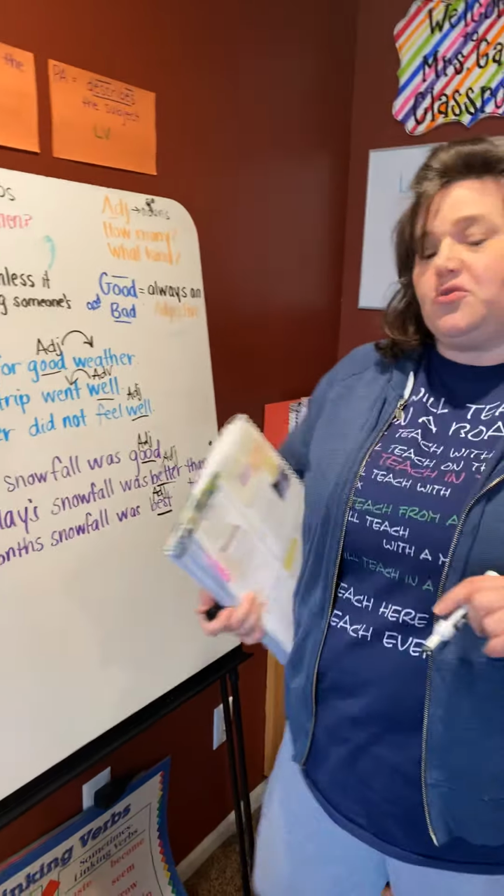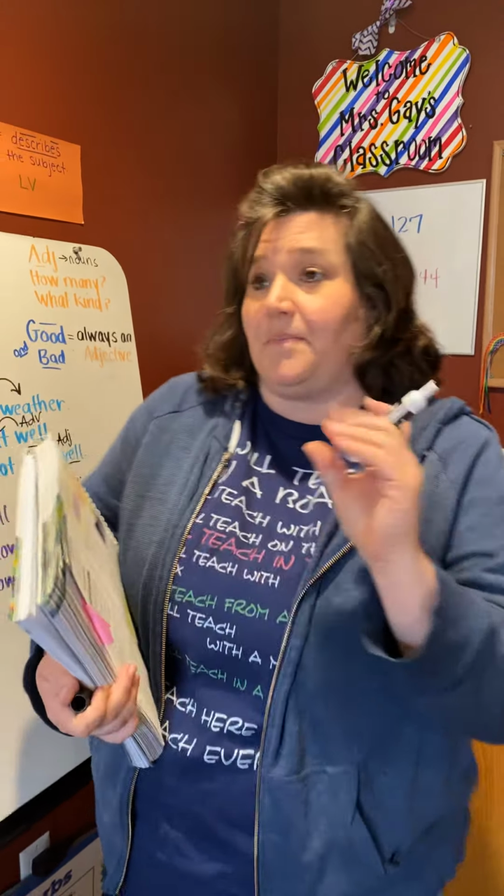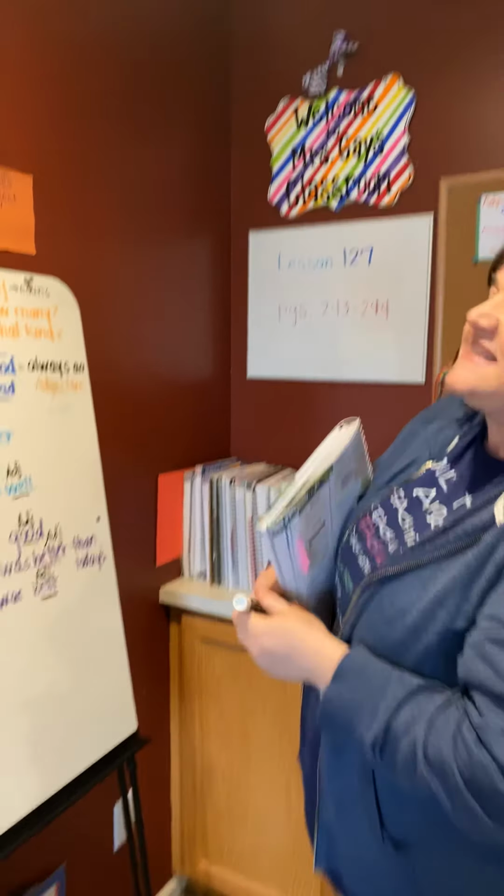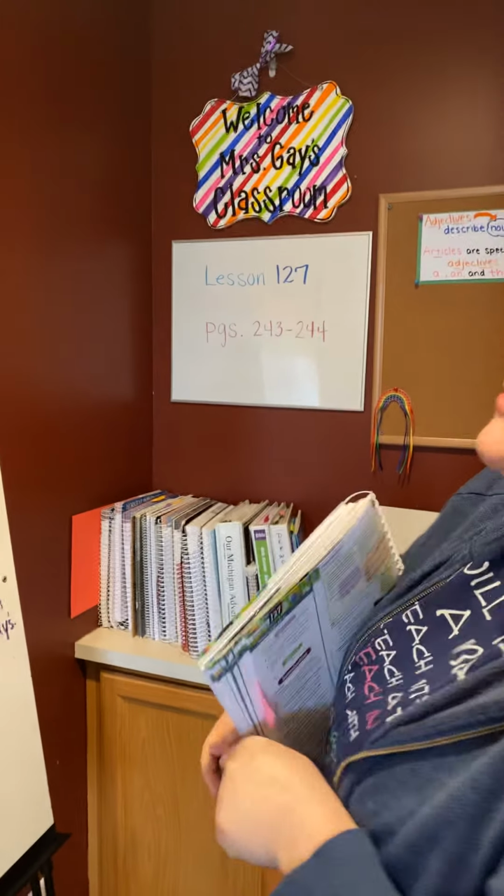Now, kiddos, make sure you look through that orange box instead of your information box as well. Today's lesson is lesson 127. We're going to be doing pages 243 and 244.